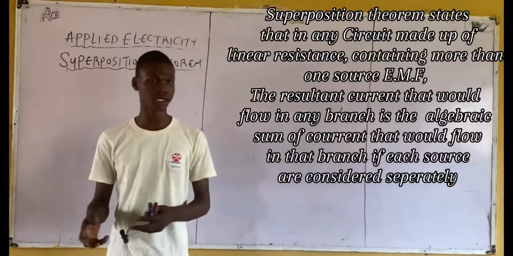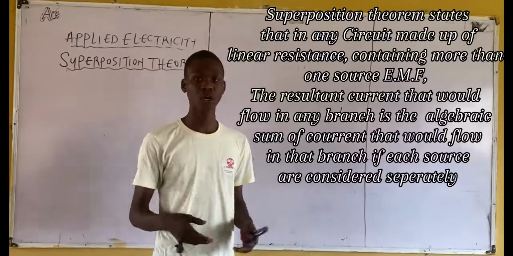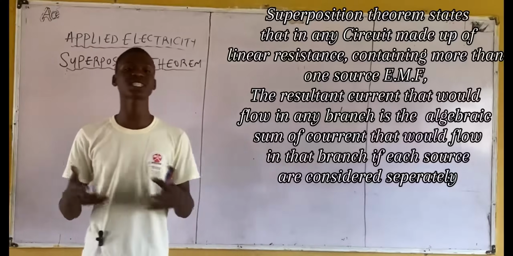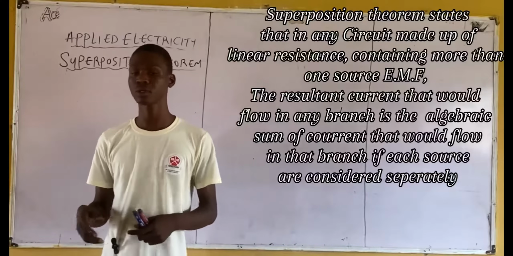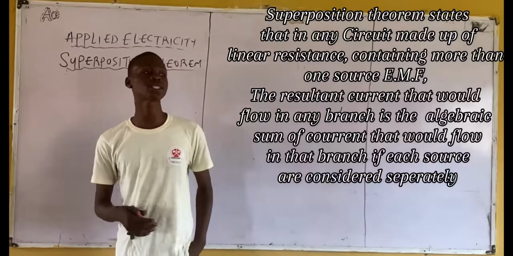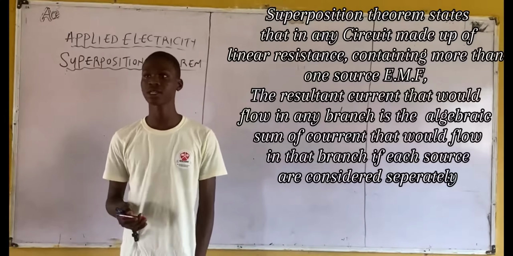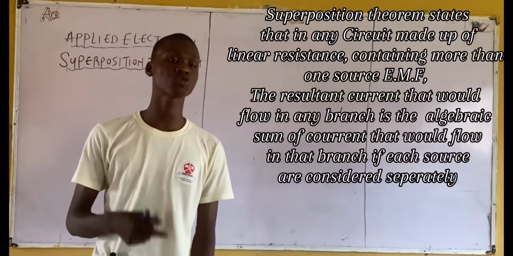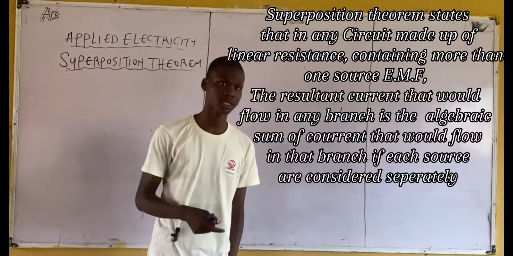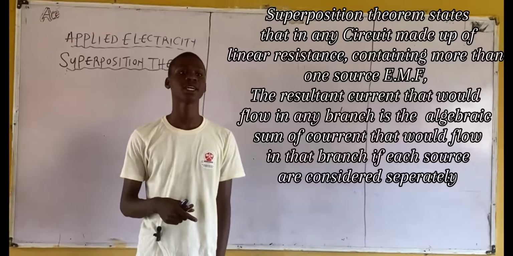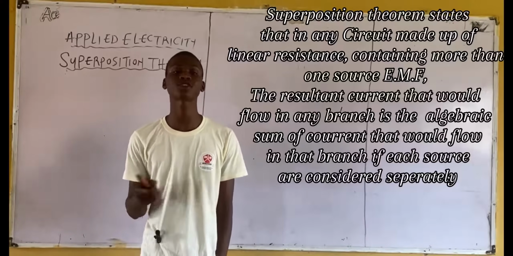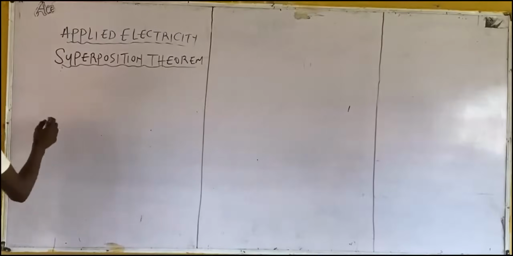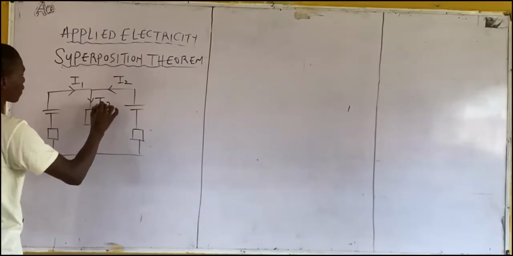Superposition theorem states that in any circuit made up of linear resistance containing more than one source EMF, the resultant current in any branch is equal to the algebraic sum of current in that branch if each source is considered separately. Consider this. Let's say you have this circuit.